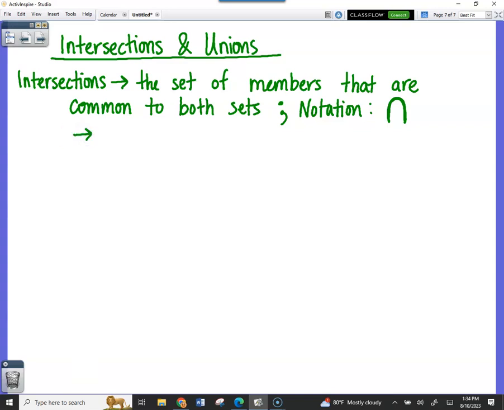Here's my suggestion to you. How are you going to remember that intersection is the set of elements that are common to both sets? I want you to think of the n in the word and. Okay, so what do I mean by that? Let's write an example and then I'll explain it.